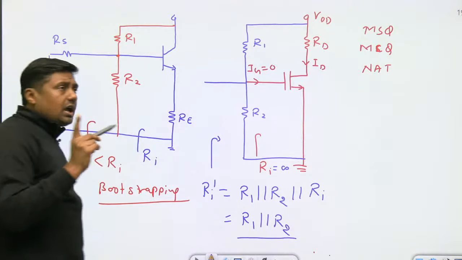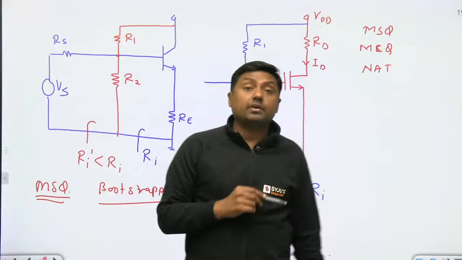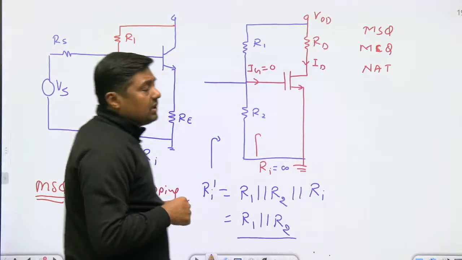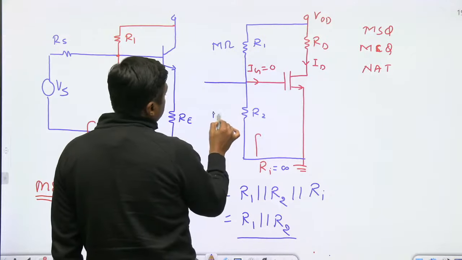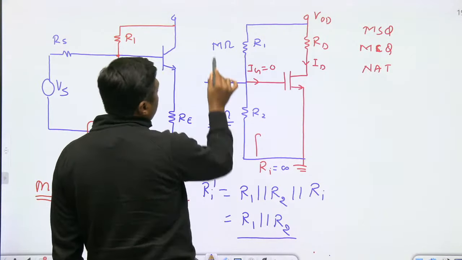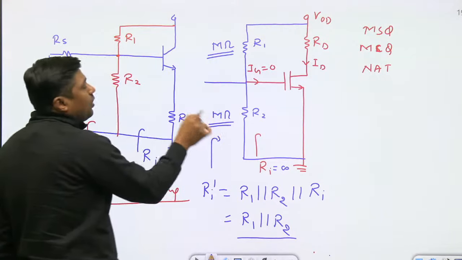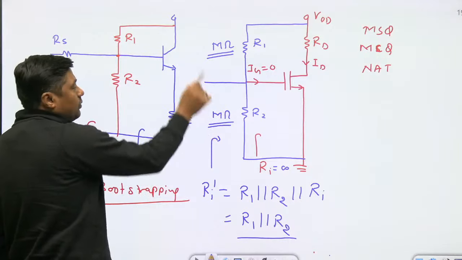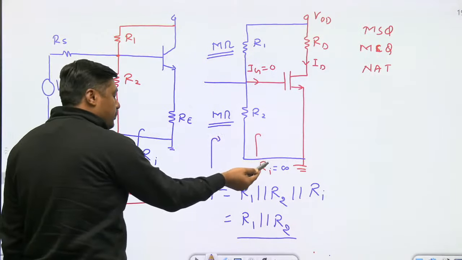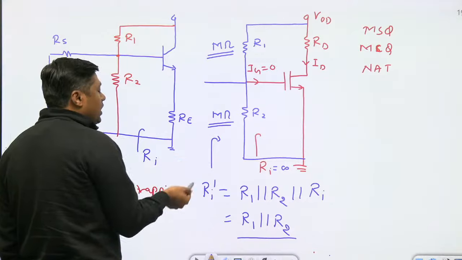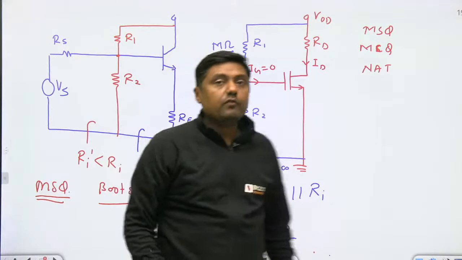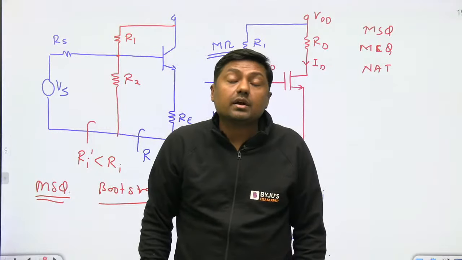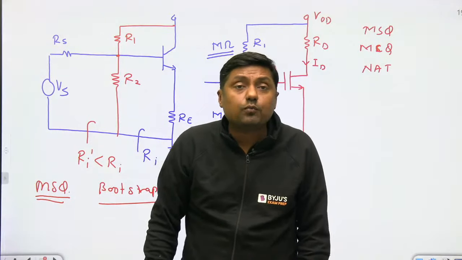Similarly, watch the diagram of the MOSFET. For the potential divider, normally we are using resistors in the range of what? Mega ohm. R1, R2 in mega ohm. If mega ohm is parallel to infinite, definitely we are going to get the resistance in terms of mega ohm. That is the reason why we are connecting the resistors in the range of mega ohm in case of MOSFET.